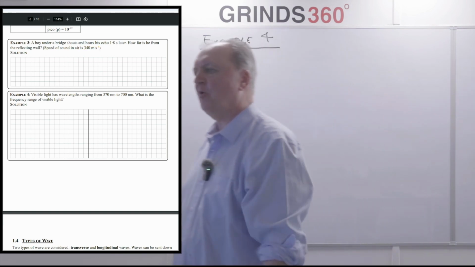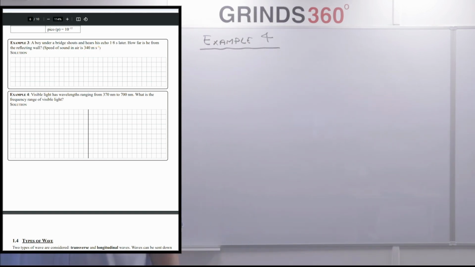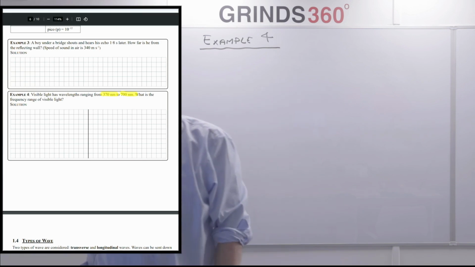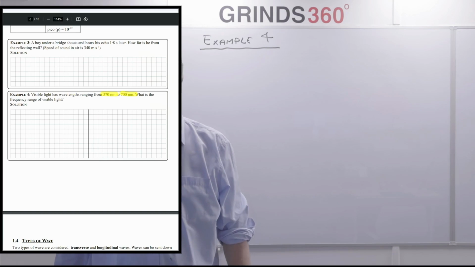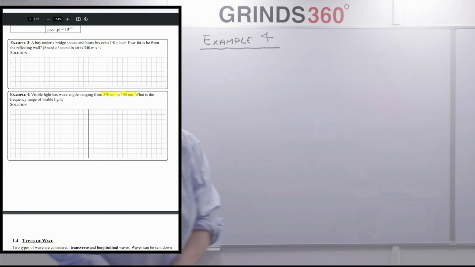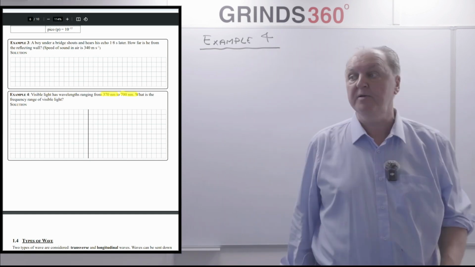Let's move on to example 4. It says visible light has wavelengths ranging from 370 nanometers to 700 nanometers. What is the frequency range of visible light? Okay, we're looking at something that is a little bit different here.